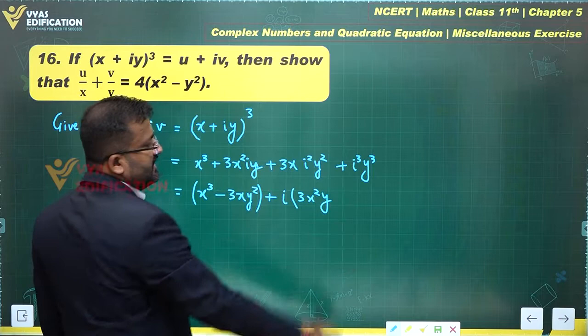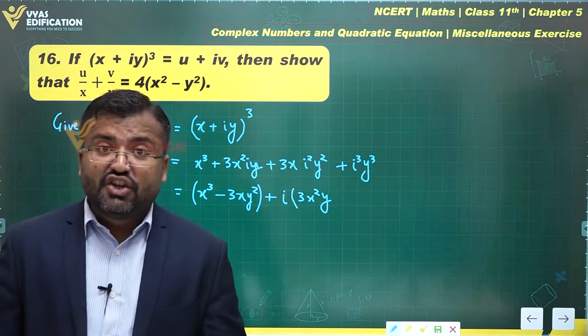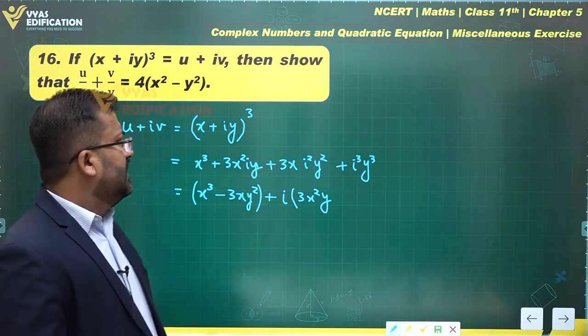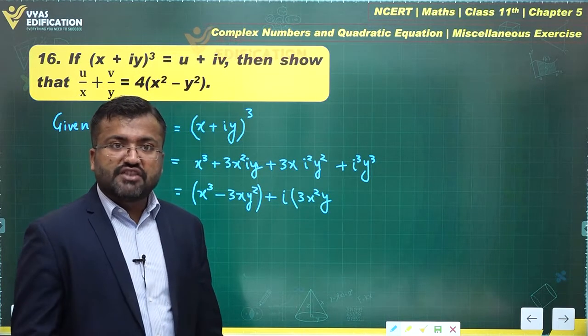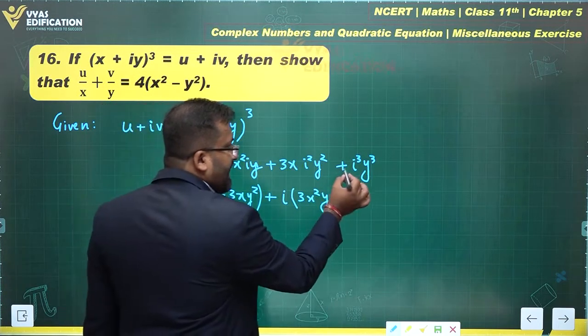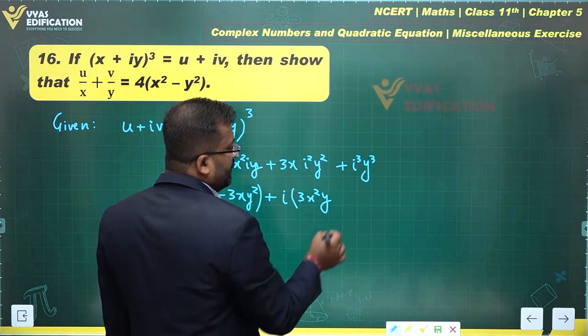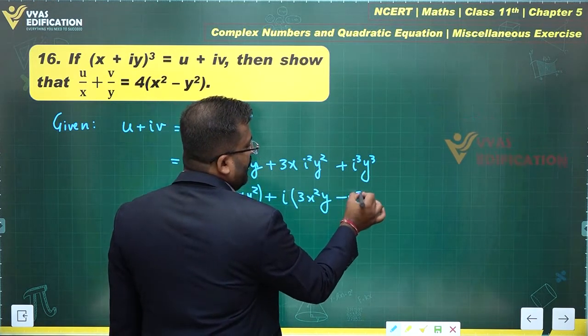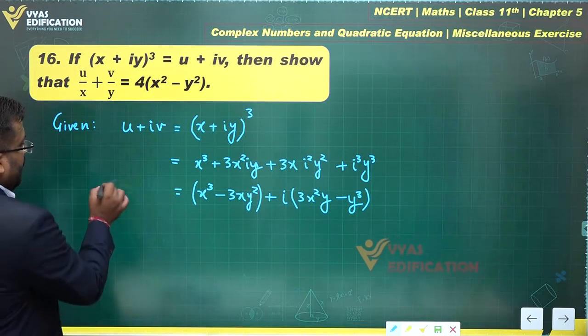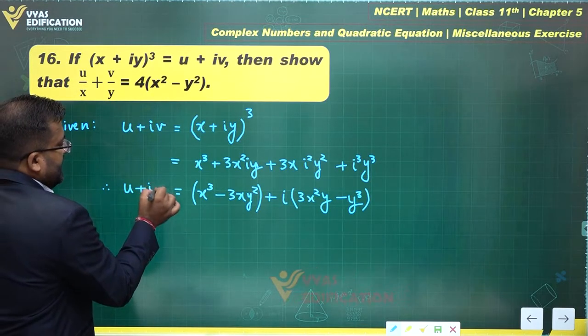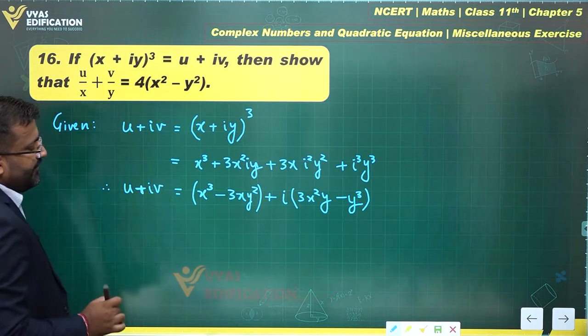And what happens to this term over here? There's an i^3 over there. And what can we say about i^3? i^3 is actually i^2 times i. i^2 is minus 1, yes. So this is minus y^3. i is already taken out common. This becomes minus y^3 over here, right? Okay, so therefore u + iv is actually equal to this.